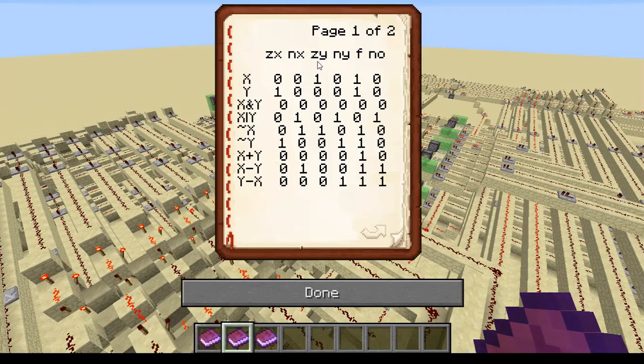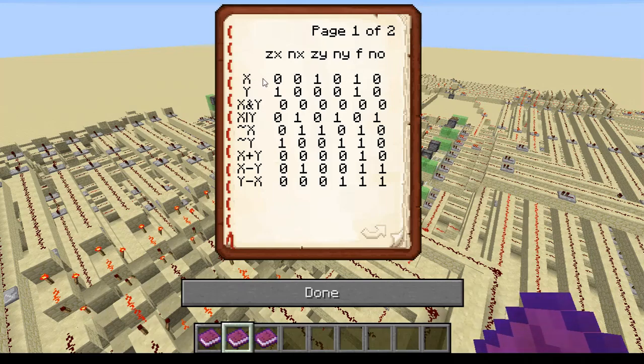So ZX and ZY take whatever is inputted to X or Y, and they just make it 0. Pretty simple. NX, NY, and NO invert either the X input, the Y input, or the output. Inverting, in this case, basically just means going through the binary number, and if there's a 1, make it a 0. If there's a 0, make it a 1. These are useful for stuff like subtraction and negative numbers.